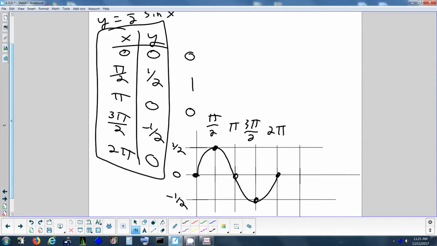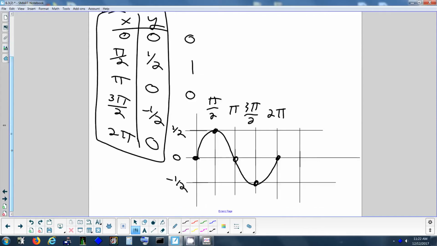Okay, so there's your vertical compression. Compressed. I guess you could say it's stretched by a half, but that really means it compressed. Any question on that one? Okay, last one for vertical stretch, and then we're going to look at stretching and compressing the other way.